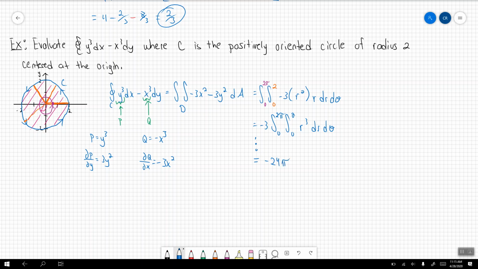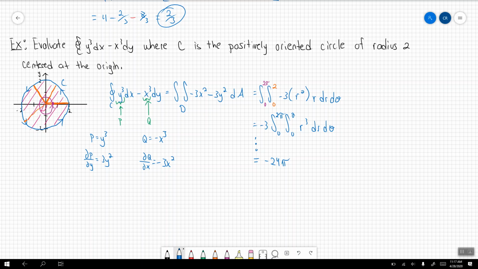You should get something along the lines of -24 pi. Awesome. Awesome so far. So these are the types of problems that definitely help us out when we're looking at Green's theorem and how we want to, again, use and implement Green's theorem.